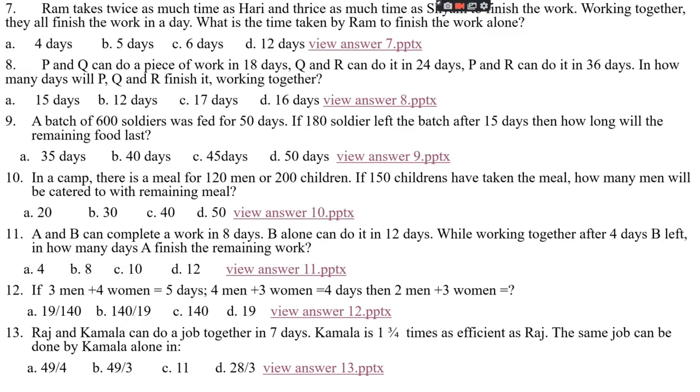Question number 12. If 3 men plus 4 women complete the work in 5 days, 4 men plus 3 women in 4 days, then 2 men plus 3 women is equal to: option A 19 by 140, option B 140 plus 140 by 19, option C 140, or option D 19. Such types of questions can also be asked.